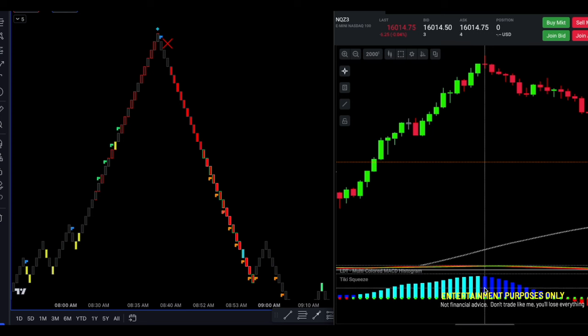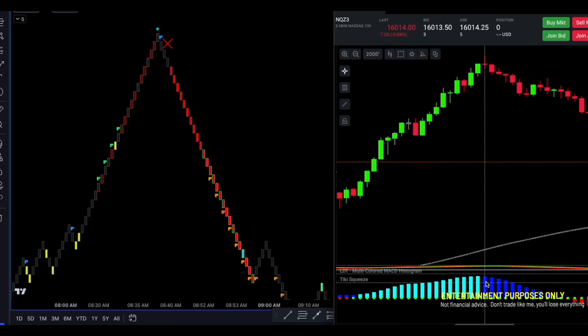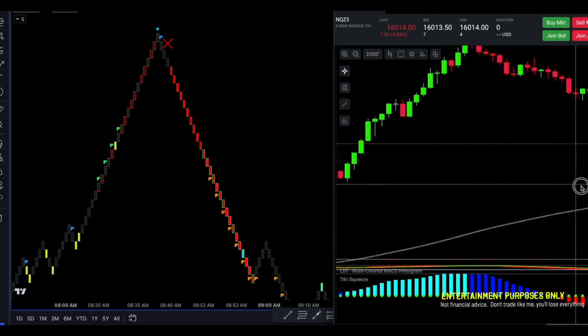TTM squeeze is very, very old. And here you have a TTM squeeze. It basically tells you that price is squeezing upward. And then when it changes color, price is not squeezing upward anymore. So in other words, this is the precipice between the top of the mountain and the decline of the mountain. So over here, it goes blue. And then when it's red downward, it goes to yellow. So you're waiting for that.